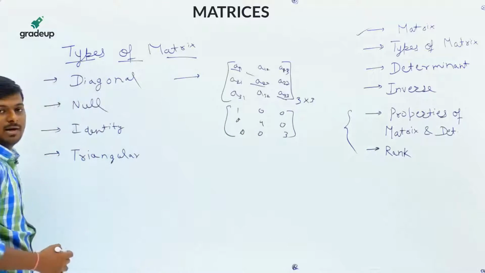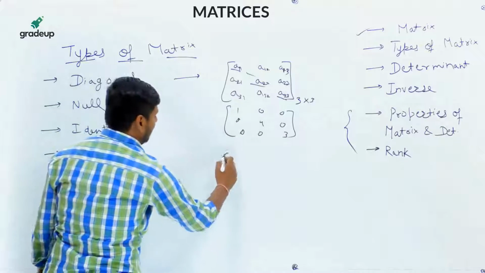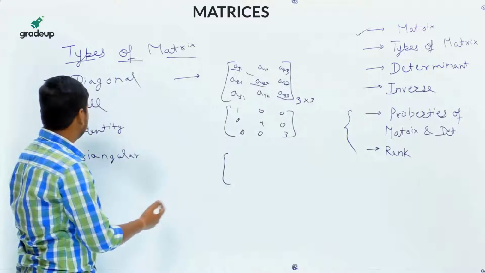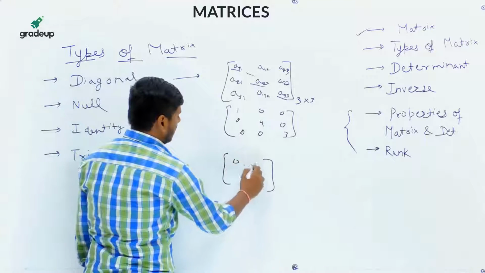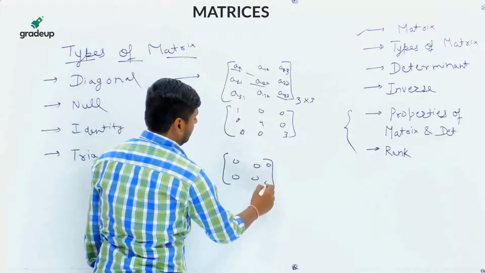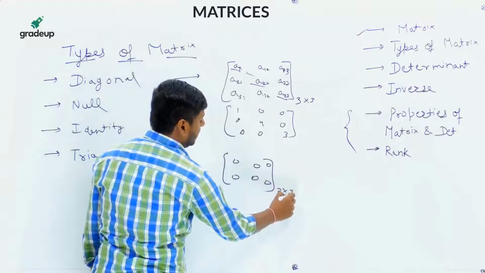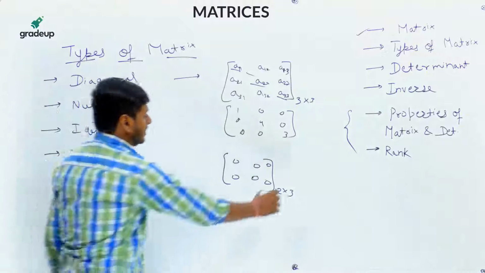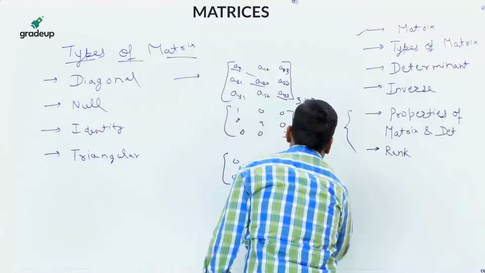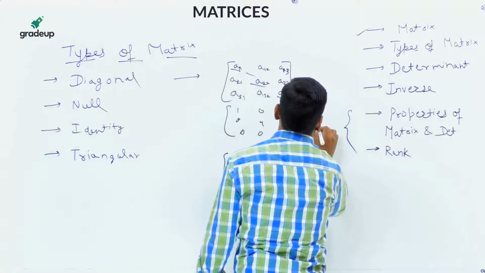Now we will see null matrix. Null matrix is simple, as the name signifies. All the elements of the matrix are 0. We took a 2 cross 3 matrix and all the elements of this matrix are 0. So this is a null matrix, while this is a diagonal matrix.